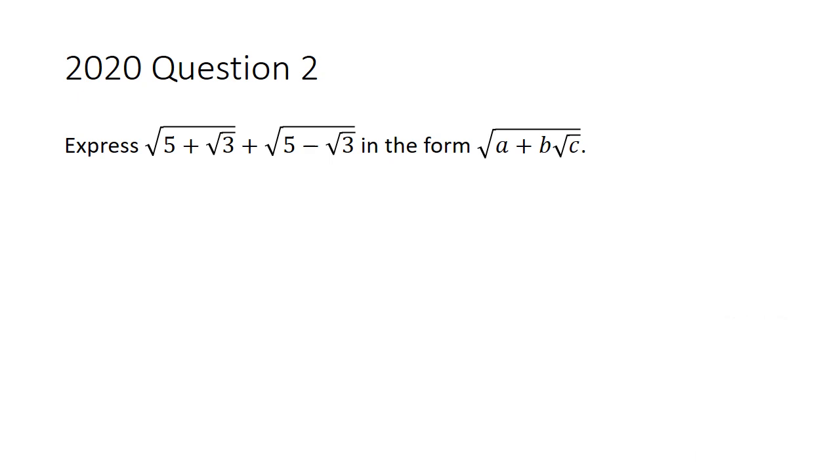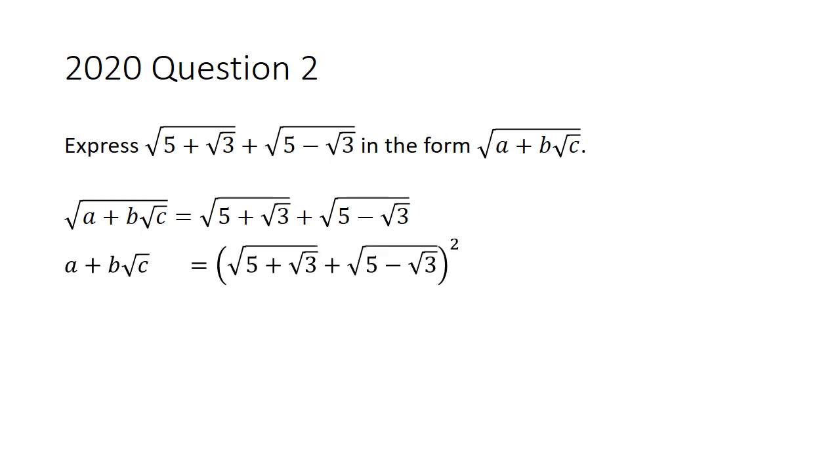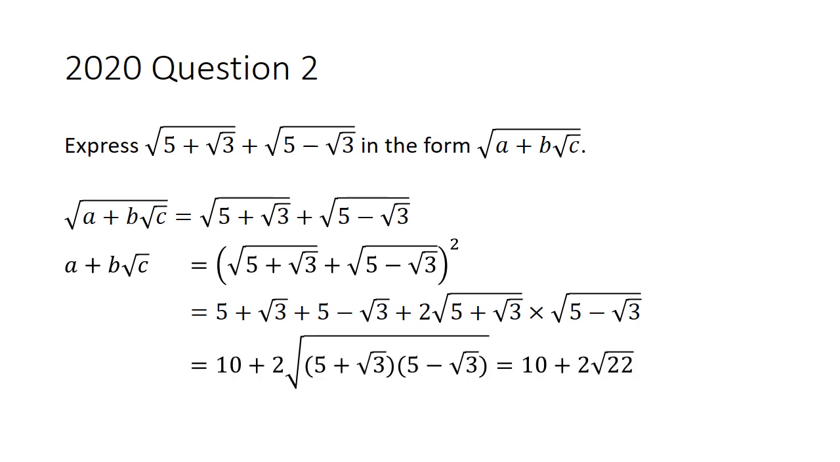Question 2 is pretty straightforward. Since we know that square root of a plus b root c is equal to the expression that we are given, we can remove the outermost square root by squaring both sides. So this will give us a plus b root c equals, let's just call it, a plus b squared. When we expand it, we're going to get a squared plus b squared plus 2ab. This can be further simplified to give us 10 plus 2 times root 22.